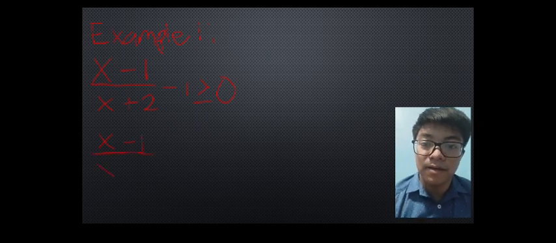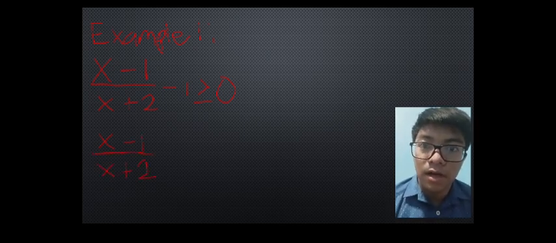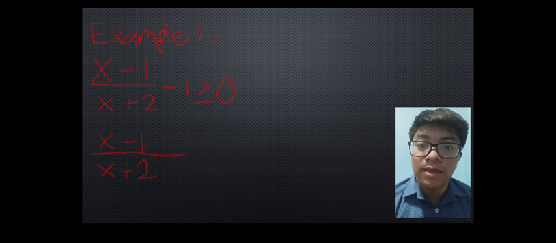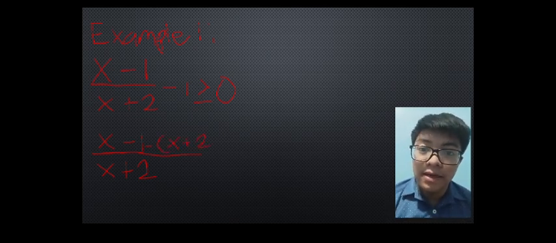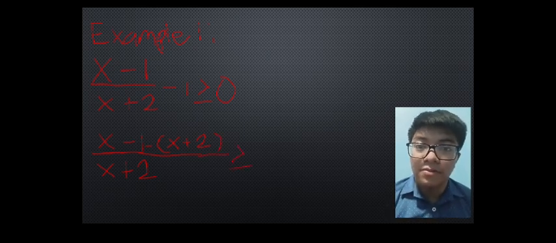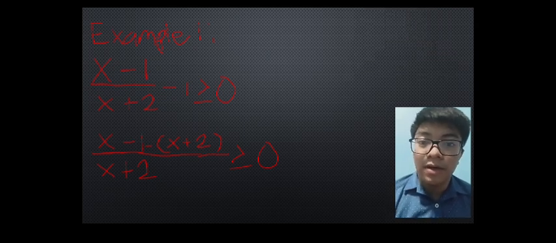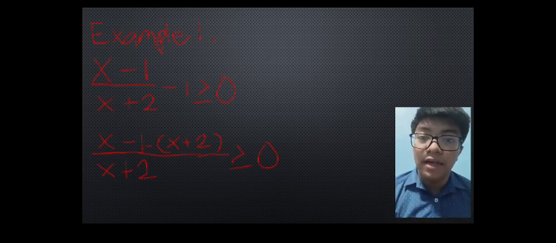So let's find the common denominator. Our common denominator is x plus 2. So we put that on our numerator. So x minus 1 minus open parenthesis x plus 2 close parenthesis over x plus 2. So when we remove the parentheses, that will become x minus 1 minus x minus 2 over x plus 2.